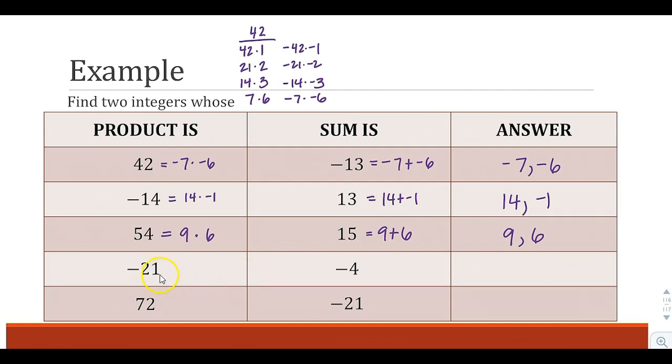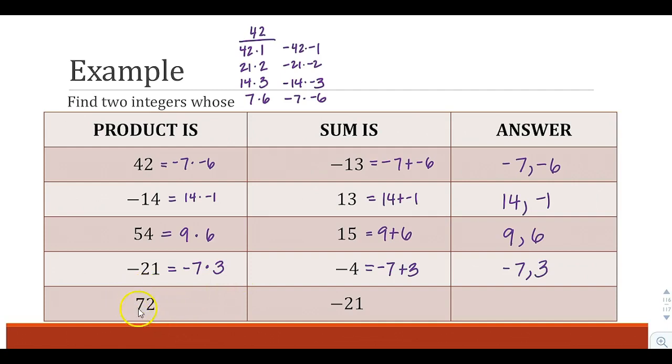Looking at negative 21, two numbers that multiply to give me negative 21 and add together to give me negative 4. So here I'm going to go with 3 and 7. I just have to pick the correct order. So I'm going to have one of them be negative and one of them be positive. I'm going to pick negative 7 times positive 3, so that when added together, I end up with negative 4. So negative 7 and positive 3 here.